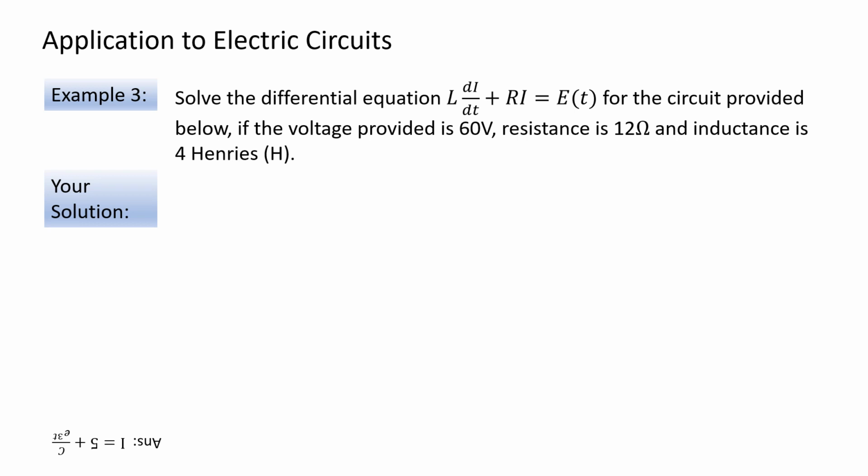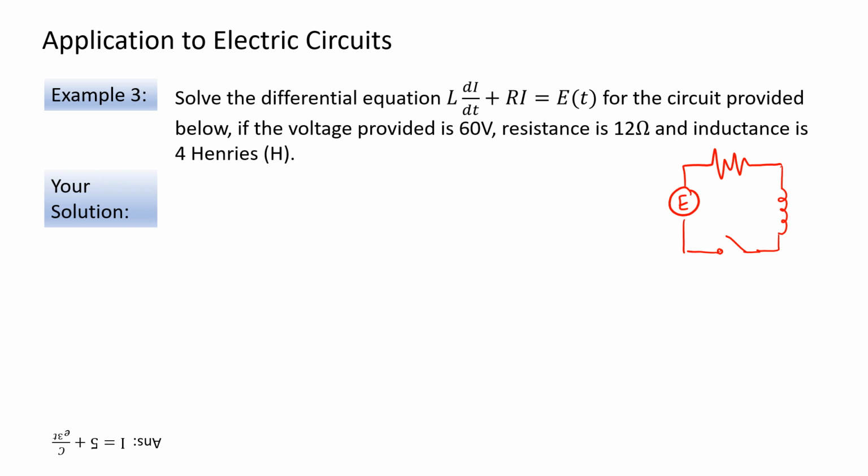For the circuit provided below, which I'm going to draw, the voltage provided is 60 volts, resistance is 12 ohms, and inductance is 4 henries. Okay, so we've got a basic circuit here. We've got an energy source, a resistance of some kind, inductance, and a switch. Disregard that I'm showing the switch open just to show you it.